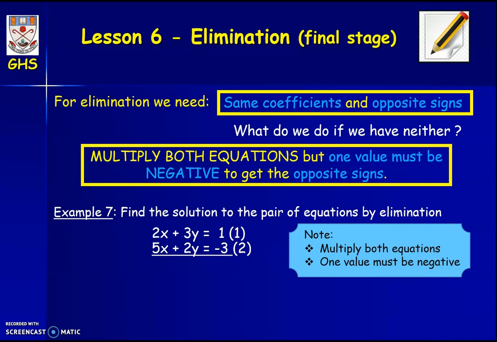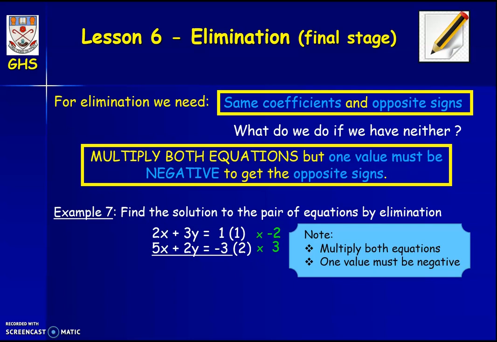So we need to decide whether to eliminate the x or the y terms. To eliminate the x terms, we would need to multiply by 2 or 5. To eliminate the y terms, we would need to multiply by 3 or 2. That's slightly easier, so I'm going to go with eliminating the y terms. But this time, remember, one of the terms needs to be negative, so multiply equation 1 by negative 2, multiply equation 2 by 3. It doesn't really matter which value is negative. The solution will work out to be exactly the same.